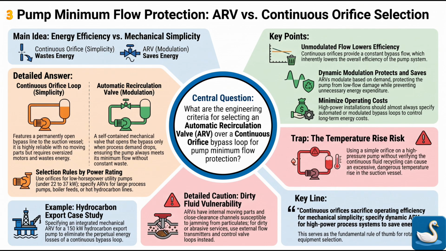I'm going to pressure test that thermodynamic logic. Right. ARVs are highly expensive pieces of specialized hardware. Suppose an EPC contractor attempts to cut project capital costs by specifying a simple continuous orifice bypass on a high-pressure, high-head pumping system. What is the explicit physical danger of approving that cost-saving measure? Approving that measure introduces a highly dangerous thermodynamic trap. A thermodynamic trap, explain. Using a simple continuous orifice bypass on a high-pressure, high-head pump without performing a rigorous thermal analysis is engineering negligence. Here is how the physics unfold.